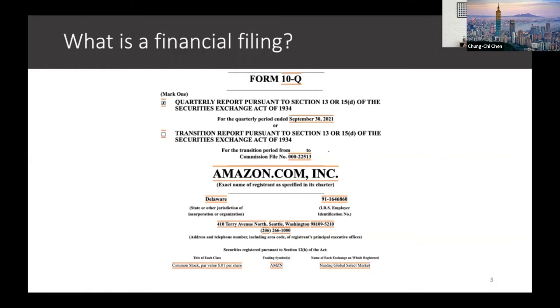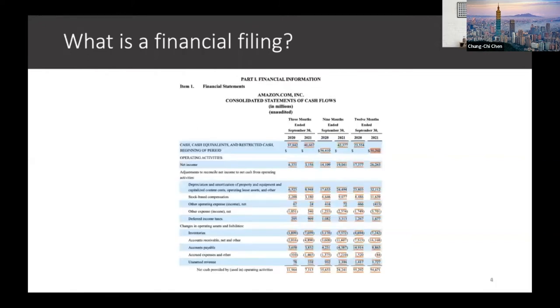A filing has different attributes. It is related to one company, in this case Amazon, and has a filing date, when the filing was submitted, and an identifier of this specific filing. This is also from the same filing. In this case, this part of the filing contains a table about the cash flows of Amazon in a specific quarter. There are also other financial matters that could be present in a financial filing.